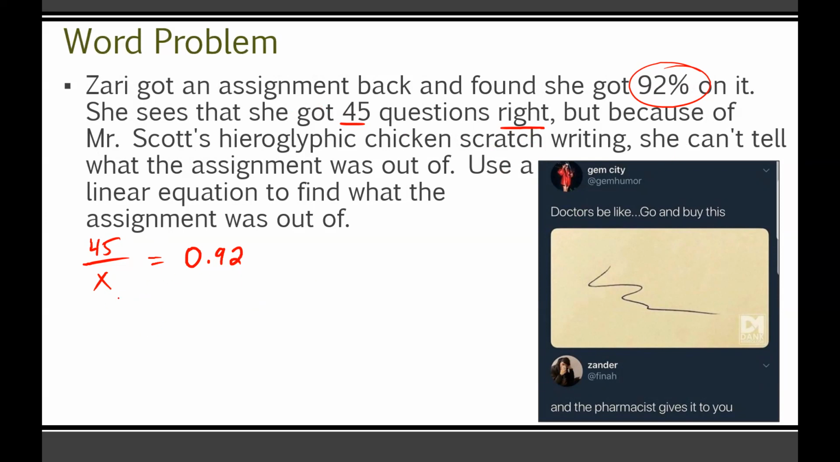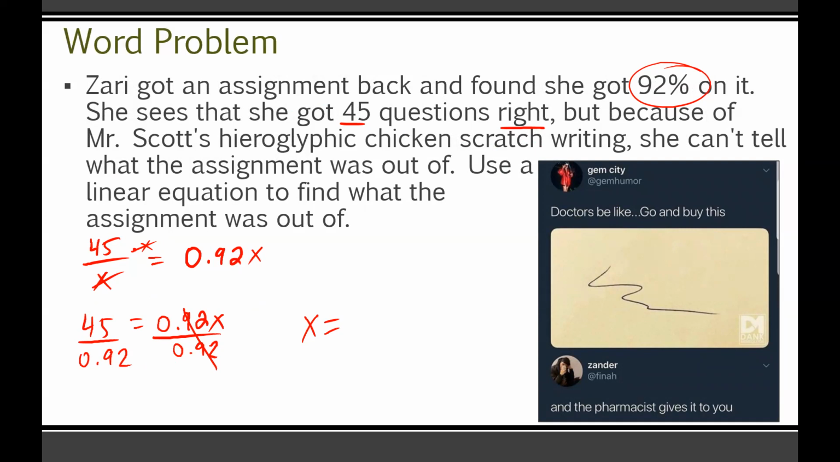So if we're going to solve for x here, we just need to times by x on both sides. That's going to cross it out there, and it's just going to stick it over there. So 45 equals 0.92x. And then we have to divide by 0.92 to get x totally by itself. Yoink. And this is going to give us x equals 45 divided by 0.92.